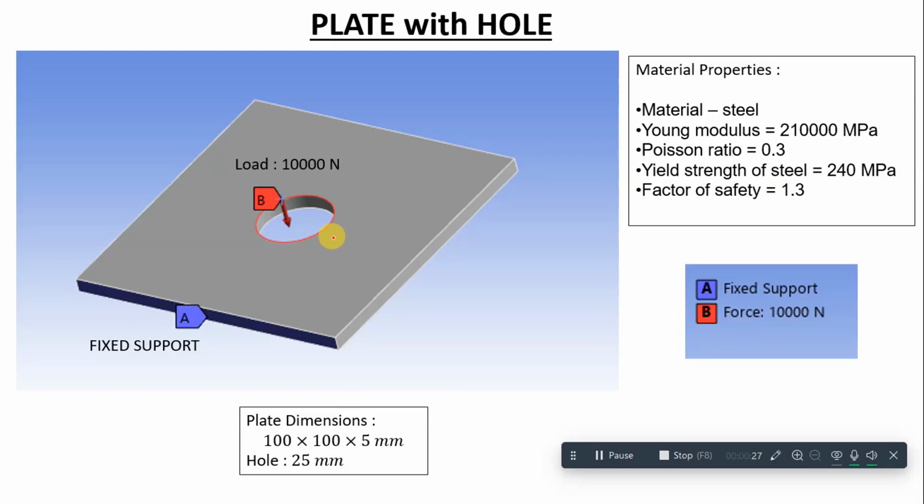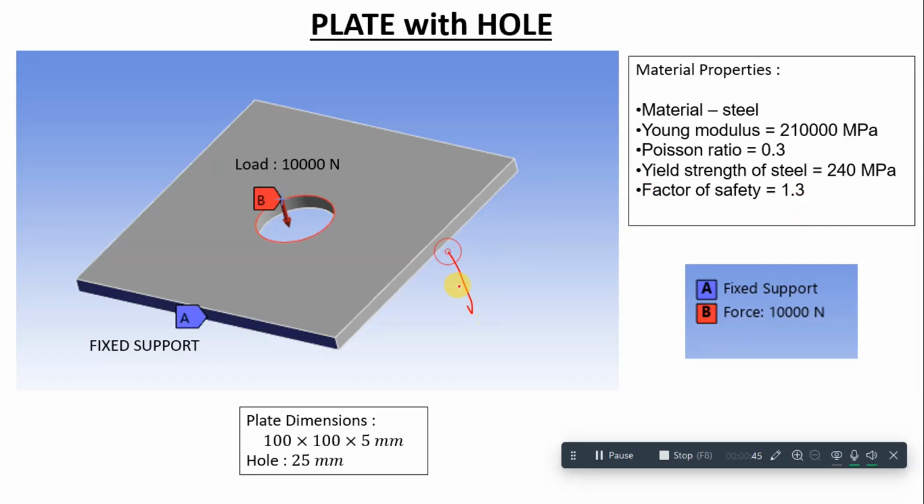The hole is of 25 mm diameter. So here we are using steel as the material, whose Young's modulus is 210 gigapascal, Poisson ratio is 0.3, yield strength is 240 megapascal and factor of safety is 1.3.